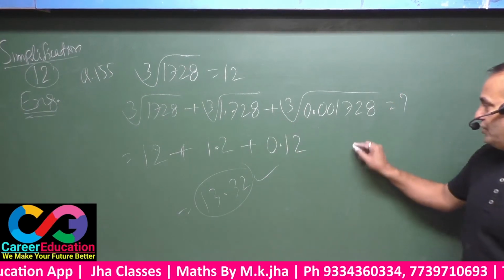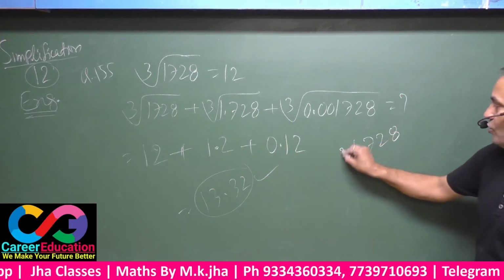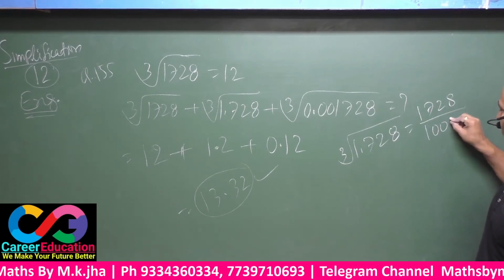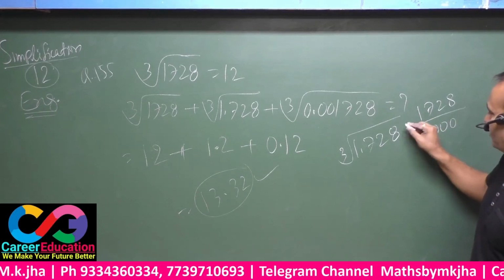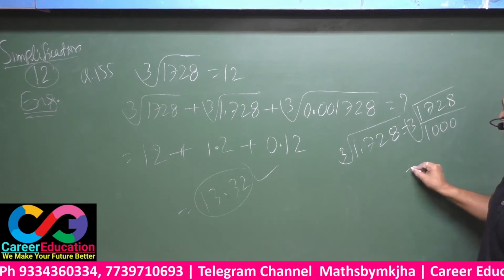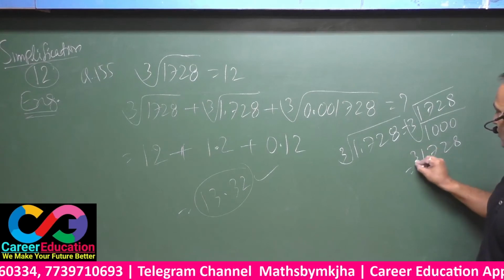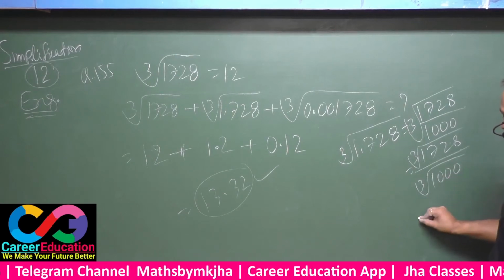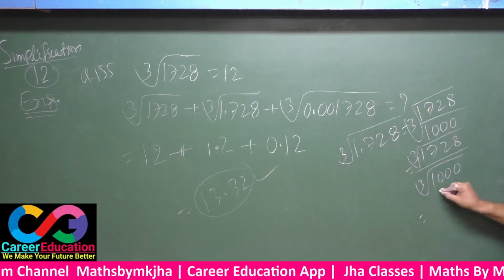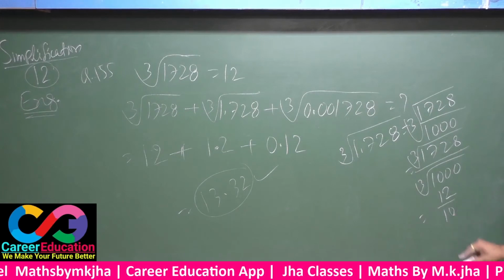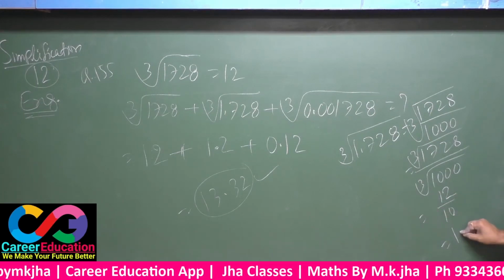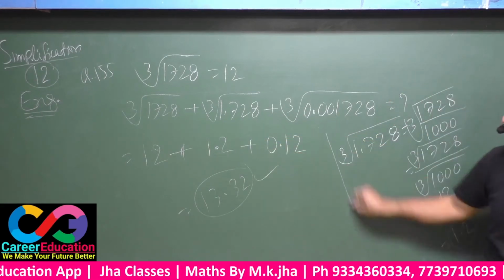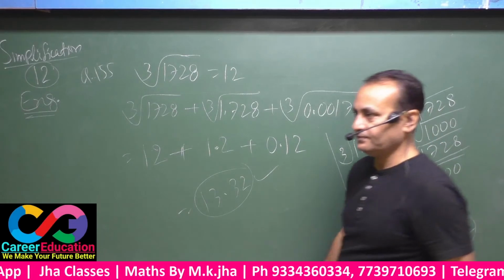Here you can also see the rough work. 1.728 cube root is 1728 by 1000 under cube root. Again, this is cube root of 1728 by cube root of 1000. Cube root of this is 12, and cube root of this is 10. Your answer is 1.2. See here, the answer for this situation is 1.2. This is the rough work. Be noted.